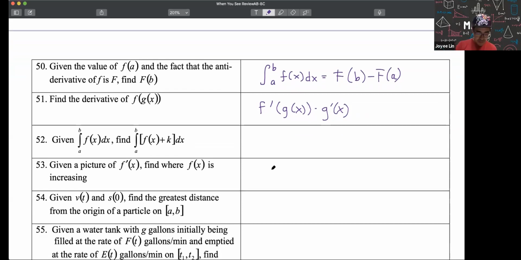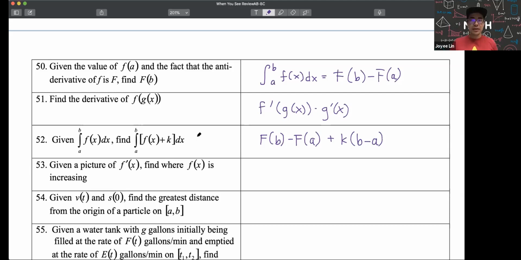52, if you're given that, how would you express this and take the antiderivative, assuming that we're going to use capital F for the antiderivative? What would the answer to this be without actually taking the integral? We can split into two different integrals. So if we split it up, the first one would be big F of b minus big F of a. We did that earlier, right? And then when we take the integral of a constant, it'd be k times b minus a. This would be your answer for this one.